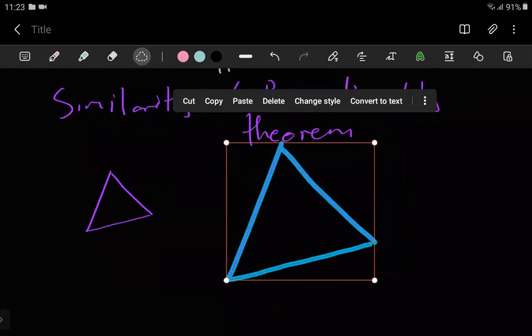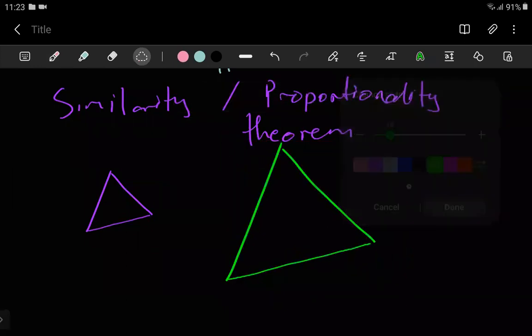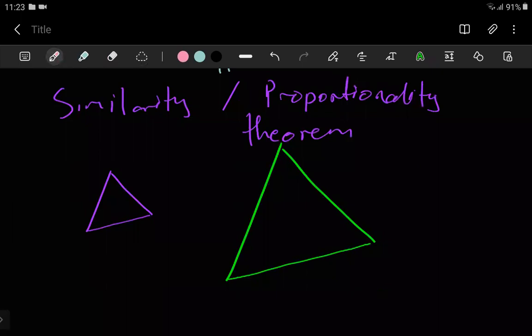So we have these two triangles. The one thing that makes these two triangles similar is the fact that the angles are all equal. This angle equals that one, and this one equals this one. I'm deliberately only marking two pairs of angles, because to establish that triangles are similar, you only need to identify two pairs of equal angles.